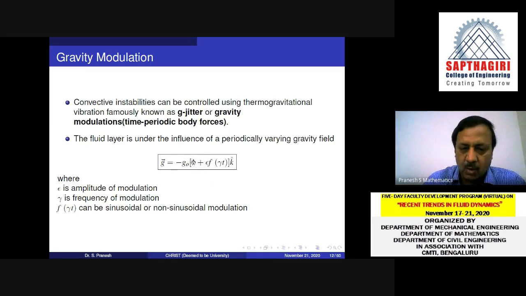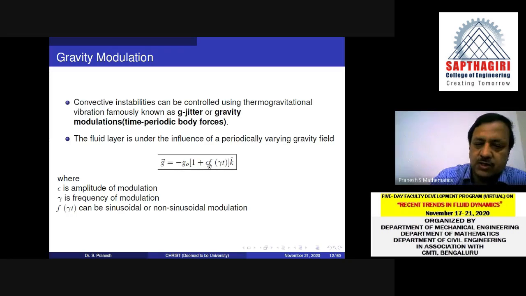And the gravity modulation we consider: suppose there is no modulation, so epsilon becomes 0, the amplitude becomes 0, you get g equal to minus g naught k cap, which is nothing but a constant. But here what we are considering is g as minus g naught into 1 plus epsilon f of gamma t into k cap, where g is a function of time, where epsilon is the amplitude of modulation, gamma is the frequency of modulation, and this f of gamma comma t.